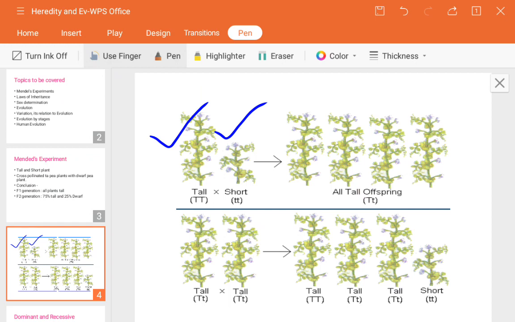Now what was the result he saw in the first filial generation? The first result which came is called filial F1, indicated by F1. Why is it called F1? Because the offspring produced in the first generation is called the first filial generation. Whatever result came out is named the filial generation, indicated by F1.